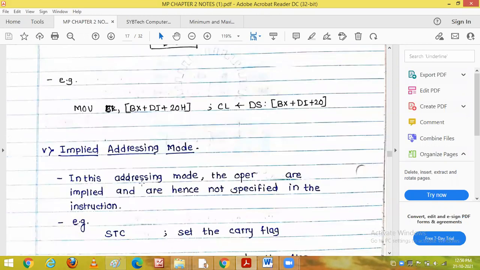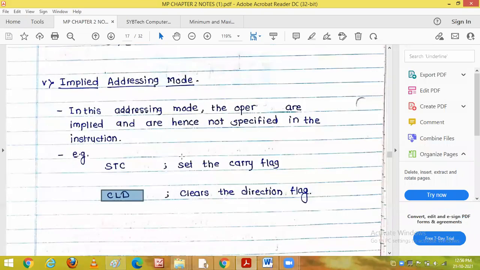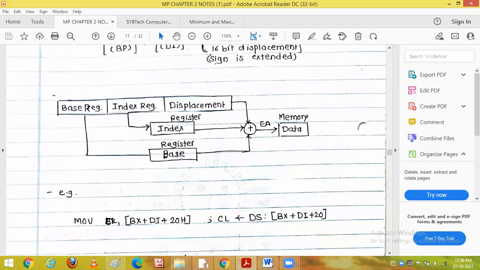CLD, clear the direction flag, we have to use it in the implicit addressing modes. So this is not that much important, but the previous four are important. You have to go through them in detail. Okay, so this is all about all 5 data related addressing modes.